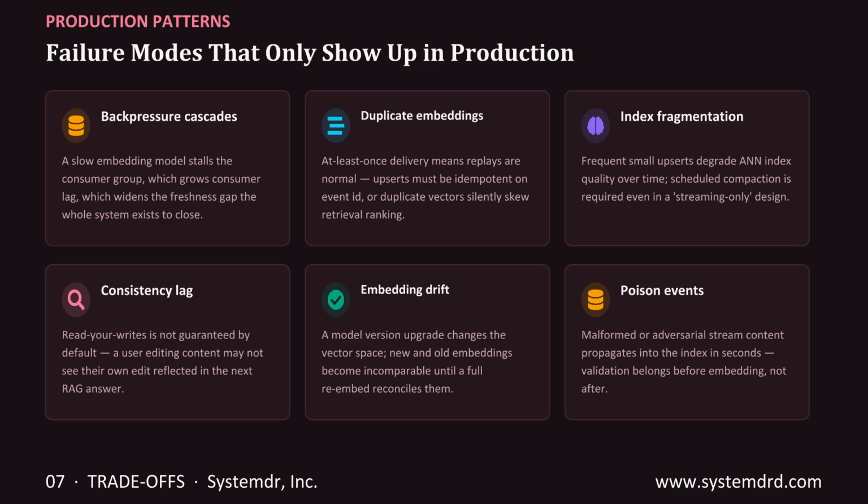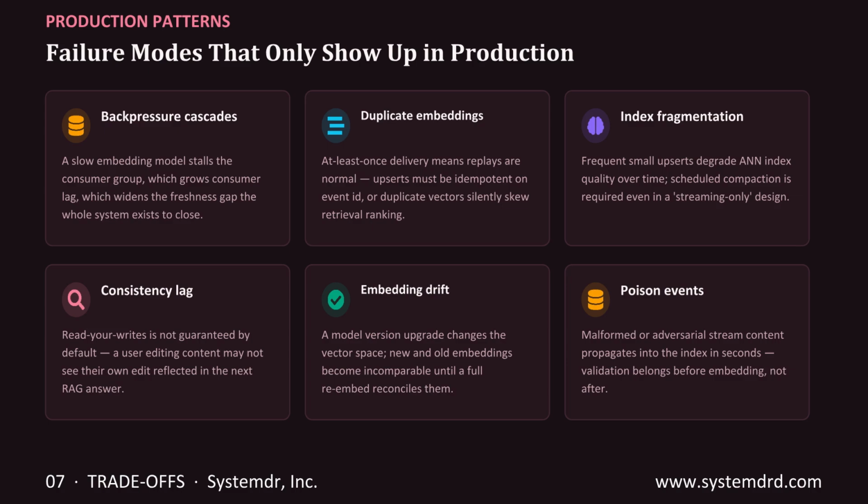And poison events. Malformed or adversarial content propagates into your index in seconds. Validate before embedding, not after. Once something's in the vector index, it's already influencing every future retrieval. Most teams discover 2 or 3 of these in their first month of real traffic. Budgeting for compaction and validation upfront is far cheaper than retrofitting them after an incident.